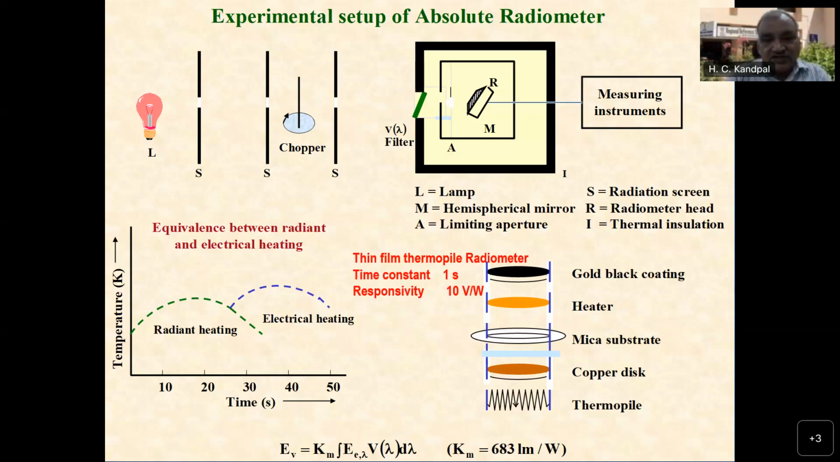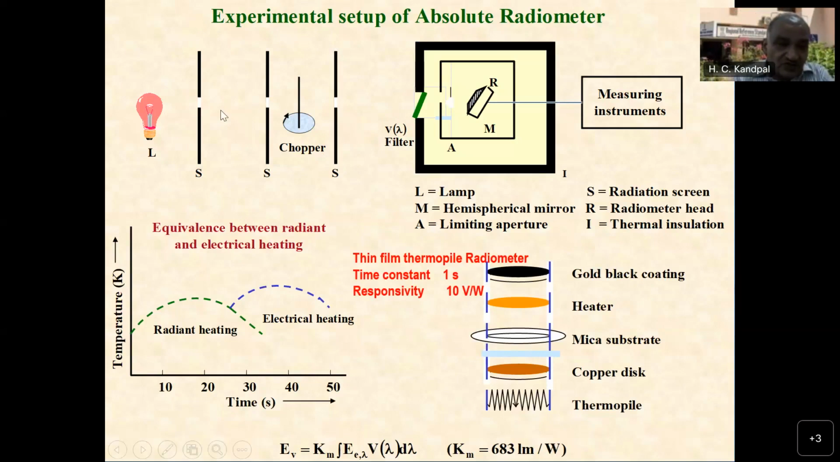We could deposit a gold black coating, and gold black has the property that, while lamp black absorbs 95% of the radiation, gold black absorbs 99%. In order to increase the efficiency of this absorption, a gold-coated mirror was put over here, which reflected the other 1% reflected from the surface of the radiometer back to the radiometer. Then the absorption increased up to 99.9%.